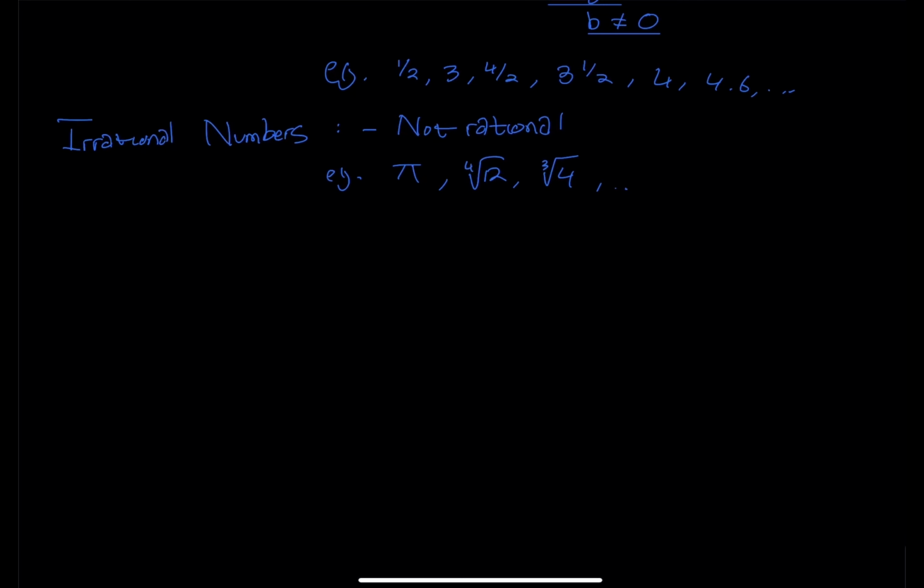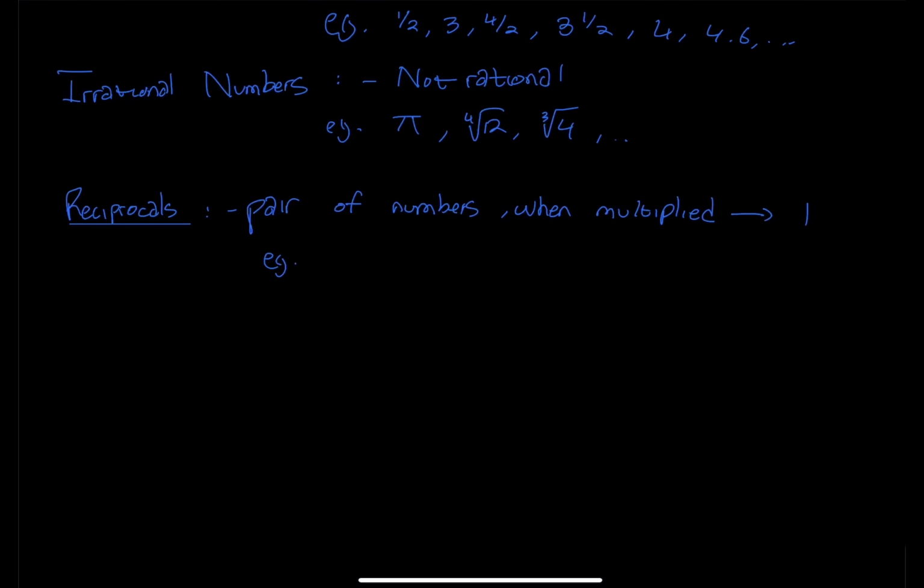Okay, now you get something called reciprocals. A reciprocal is basically a pair of numbers that, when multiplied, will give you 1. Let's say the number 12. The reciprocal of 12 would be 1 over 12. Why? Because 12 times 1 over 12 is equal to 1. And that happens for many other numbers out there.